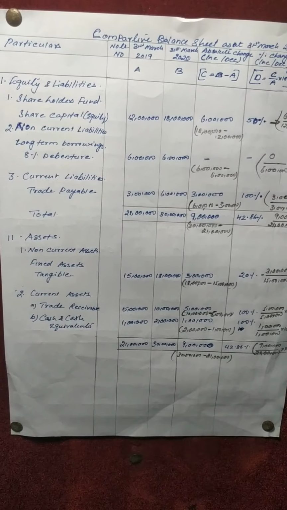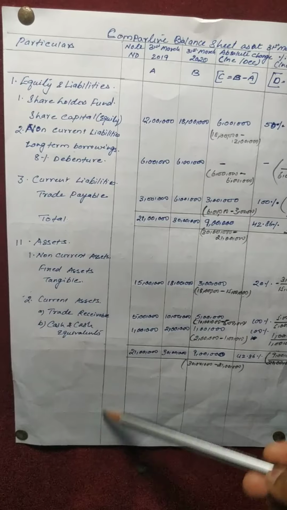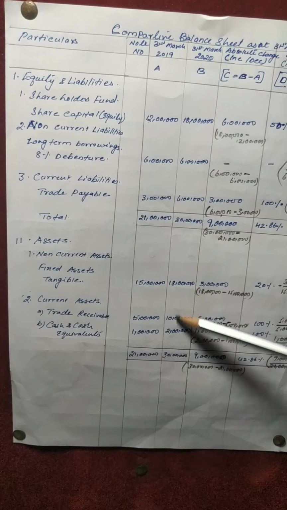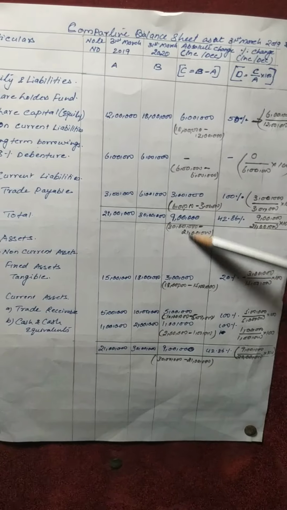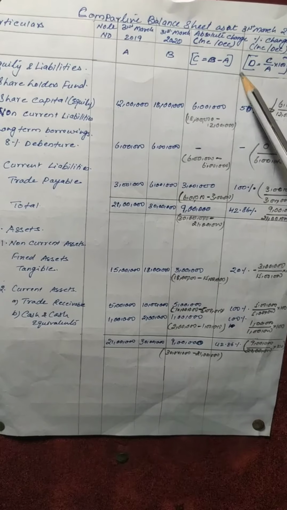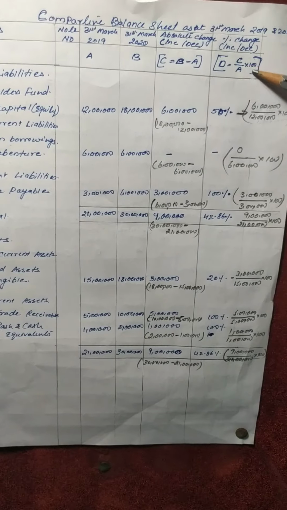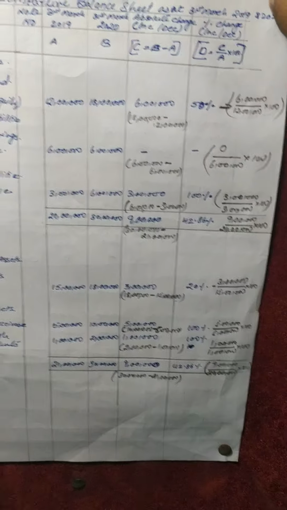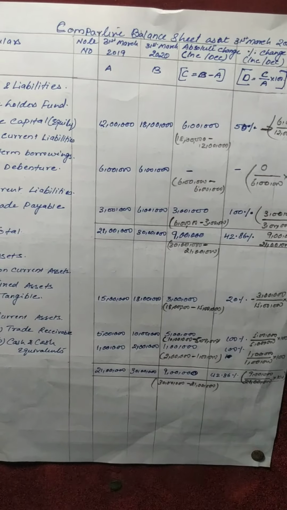So first what we have to do, we have to copy the format of balance sheet as it is from the question. Then we have to write the amount of previous year, then we will write the amount of current year, then we will do the comparison. We'll see whether it has increased or decreased, that is absolute change. How will we find it? C is equal to B minus A. Then we'll see the percentage change, that is D is equal to C upon A multiplied by 100. Okay, so this is the way we have to solve the comparative balance sheet.